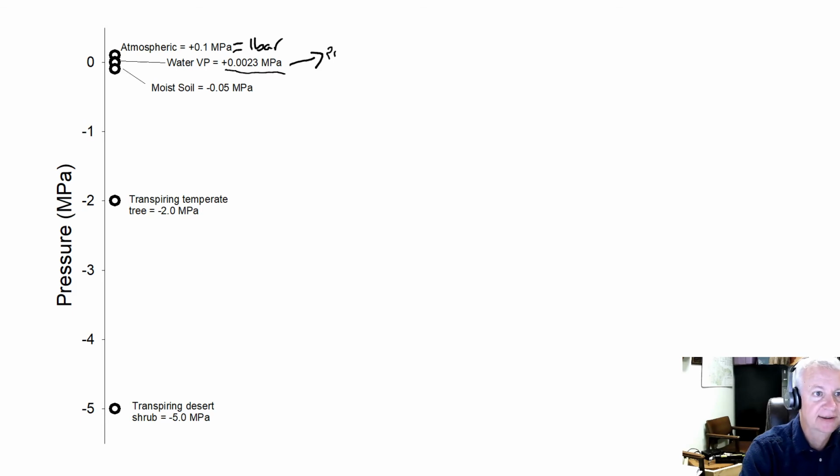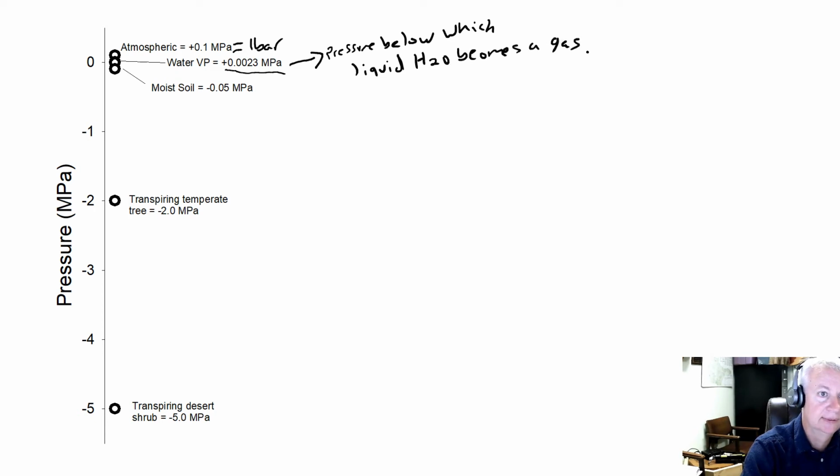What that means is that this is the pressure below which liquid water becomes a gas. In other words, if liquid water is in a vessel and its pressure is lowered below positive 0.0023 megapascals, it will boil. So I'm going to show you an example of that.